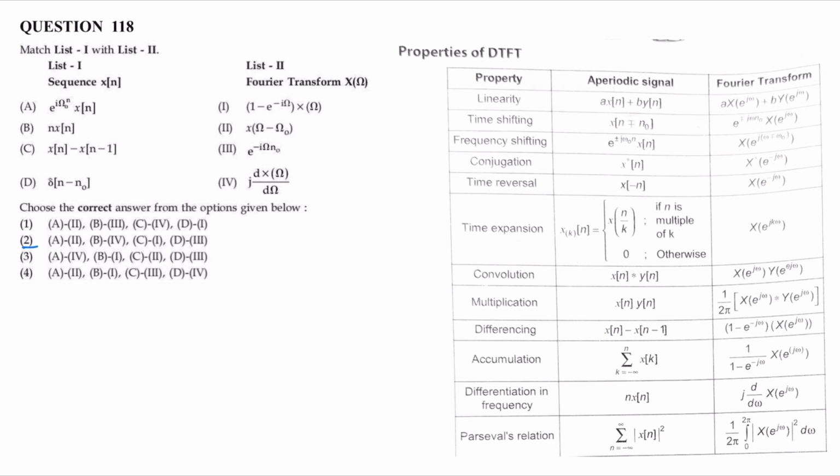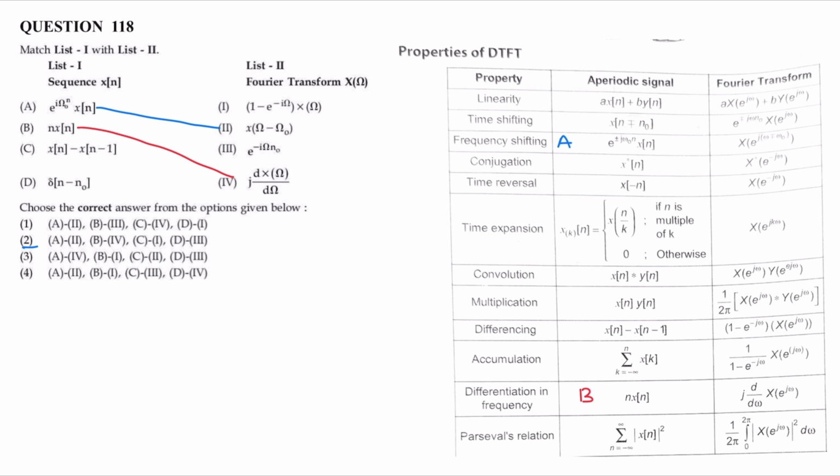Next question. Properties of discrete time Fourier transform. Statement A is related to the frequency shifting property, x of omega minus omega naught. Next, statement B is related to differentiation in frequency: n into x of n is j d by d omega capital X of j omega.